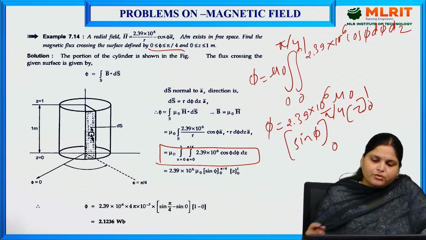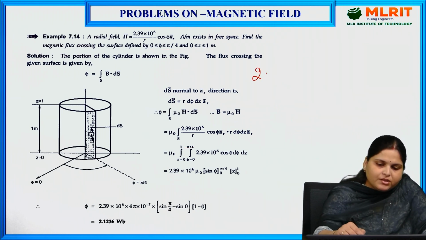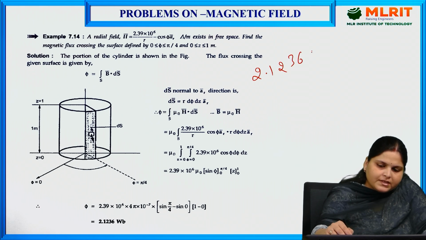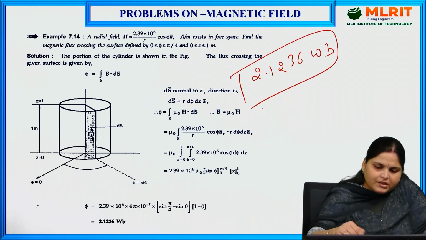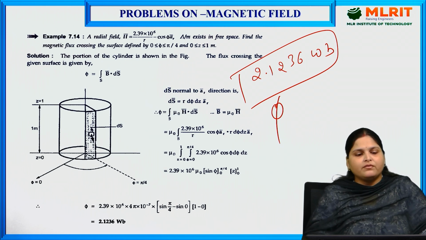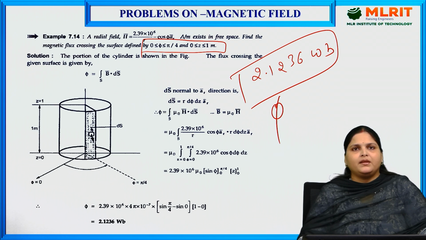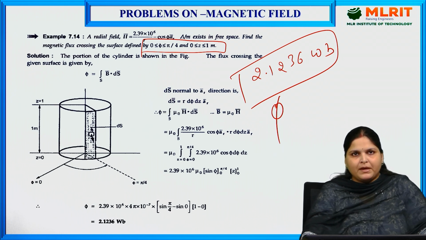When we further put the limits, we will get the answer as 2.1236 Weber. This is the flux which is crossing the surface defined by the limits from 0 to pi by 4 for phi, and z from 0 to 1.